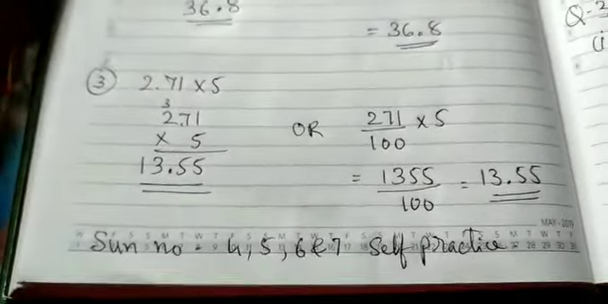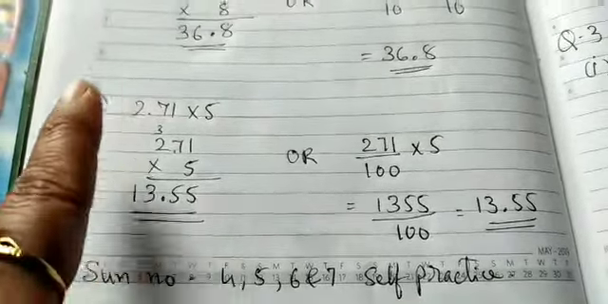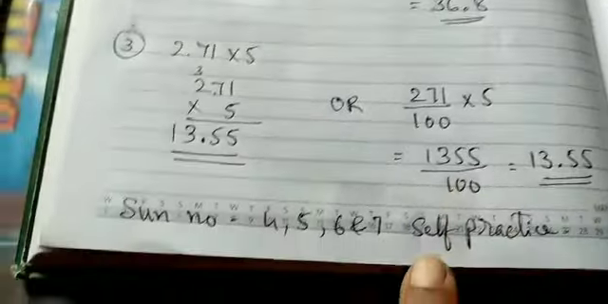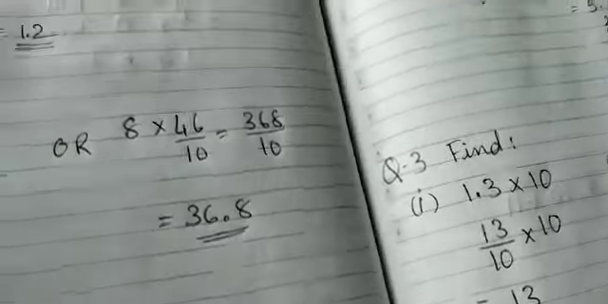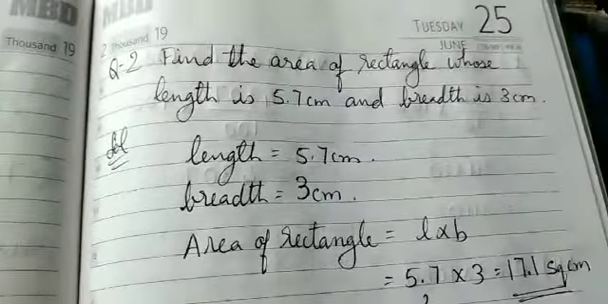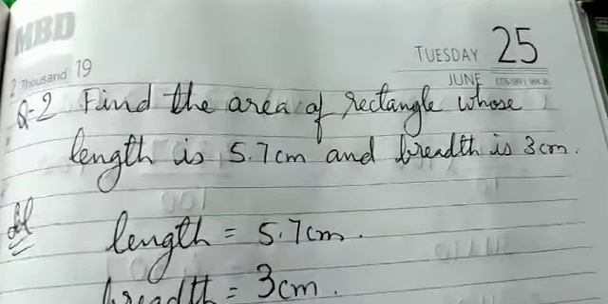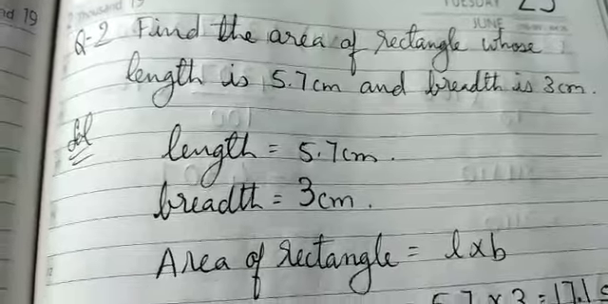Similarly you have to do 4, 5, 6 and 7, and I have also done the third sum for you. Okay, and these are the sums for self practice. Here you have the word problem, right? Find the area of rectangle whose length is 5.7 centimeter and breadth is 3 centimeter, right?